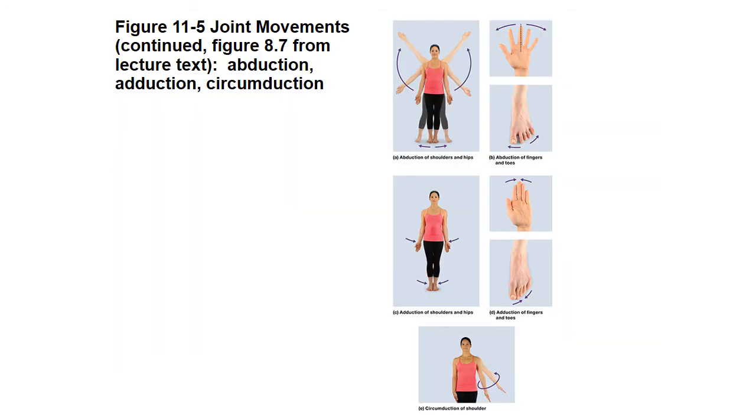Here's abduction of the shoulders and hips. Abduct means to take away, like you've been kidnapped, so you've been abducted. You take that part of your body away, that arm goes away from your body, that's abduction. You can also abduct the fingers and the toes, as you can see here.